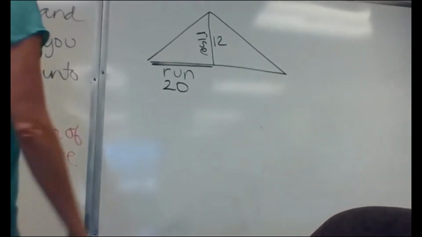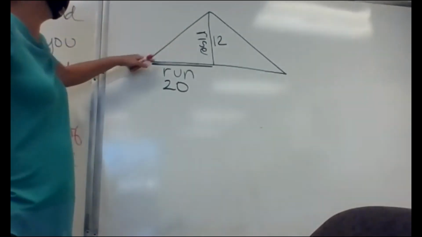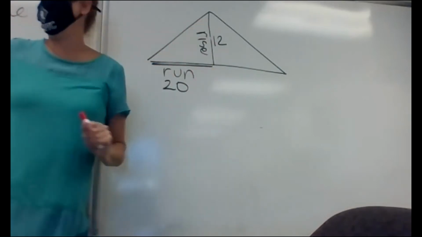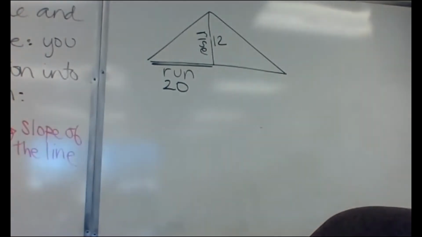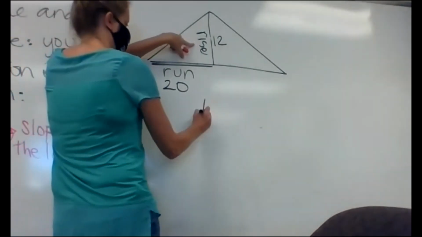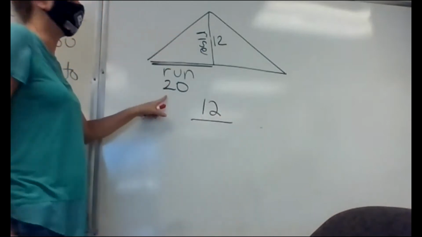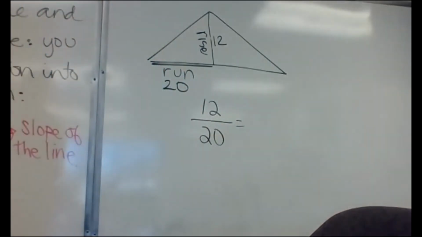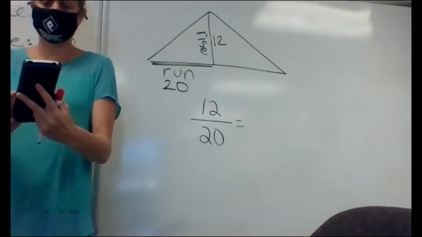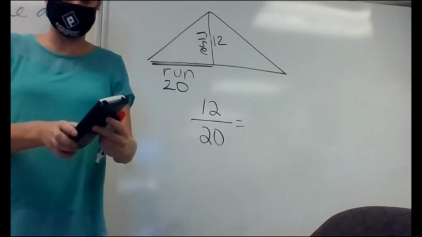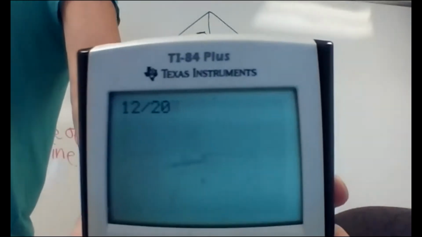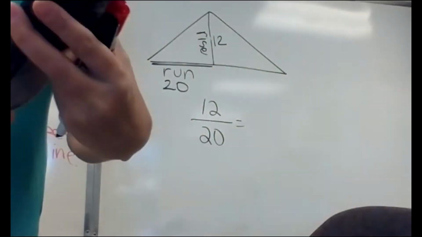Is what? Well, if I'm going to find the slope of this roof, I need the rise number over the run number, and then just simplify that fraction. So what's my rise? 12. Well, over what's my run? 20. Now remember how to make your calculator reduce fractions for you? Type in your fraction, so 12 divided by 20 to give you 12 over 20. Then hit enter, it's going to give you a decimal.